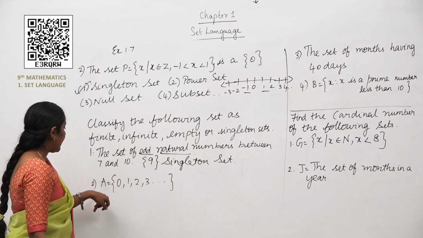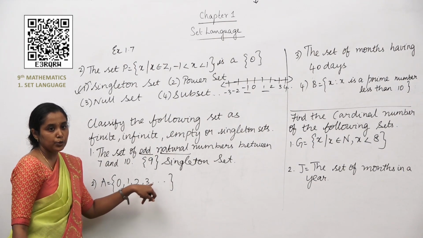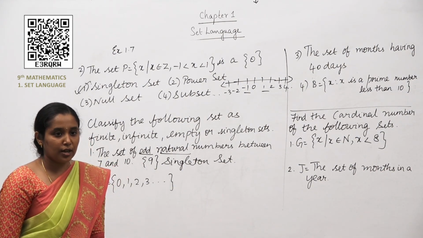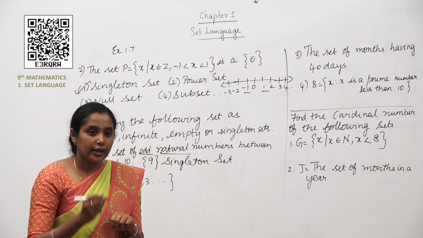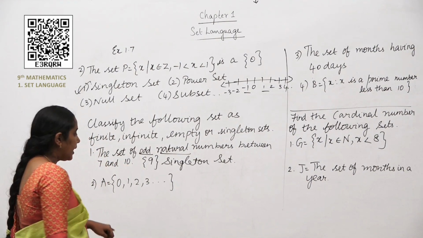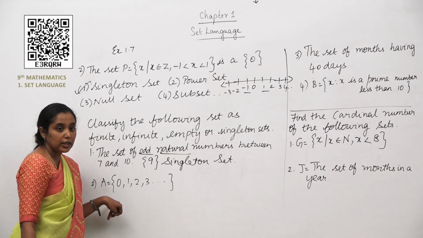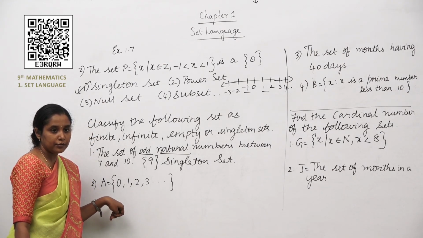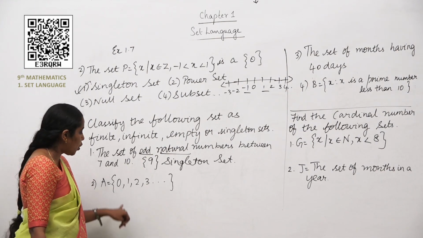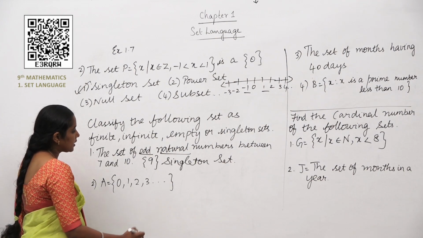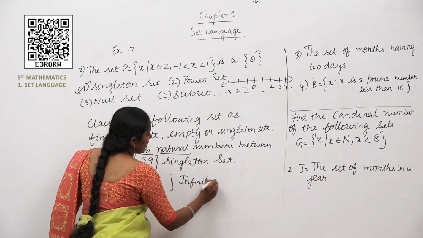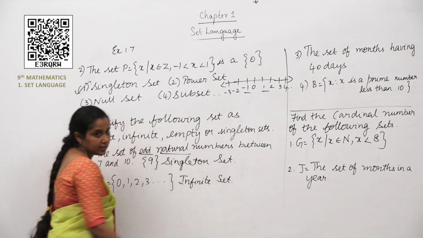Second one, A is equal to {0, 1, 2, 3, etc.}. Etc. means it goes on, so it is an infinite set. Starting from 0 means the set of whole numbers. So what type of set is this? It is an infinite set.